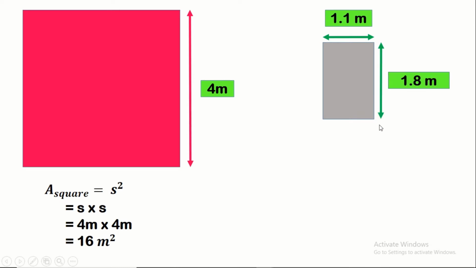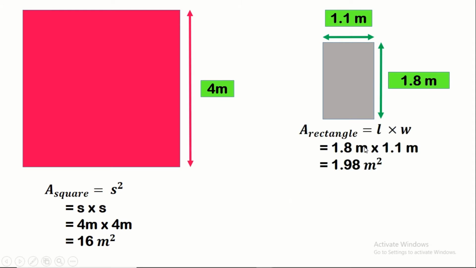Here is a rectangle of length 1.8 meters and width 1.1 meters. Isn't the area of this rectangle length times width? So we should write 1.8 meters times 1.1 meters. That gives us 1.98 meters squared.